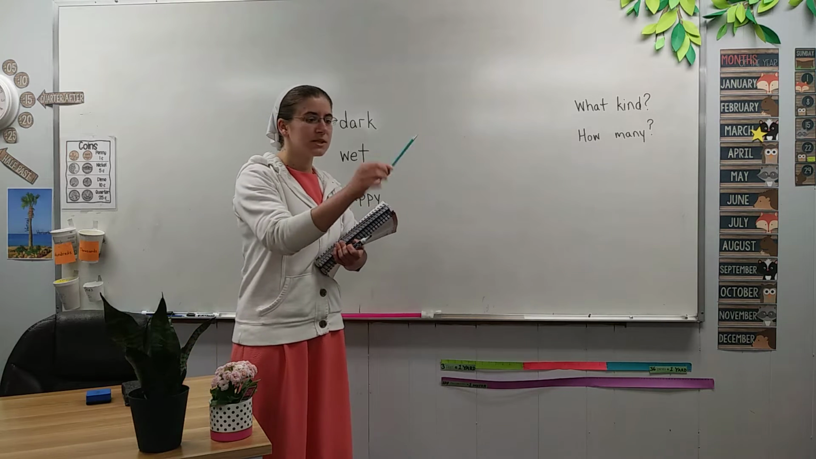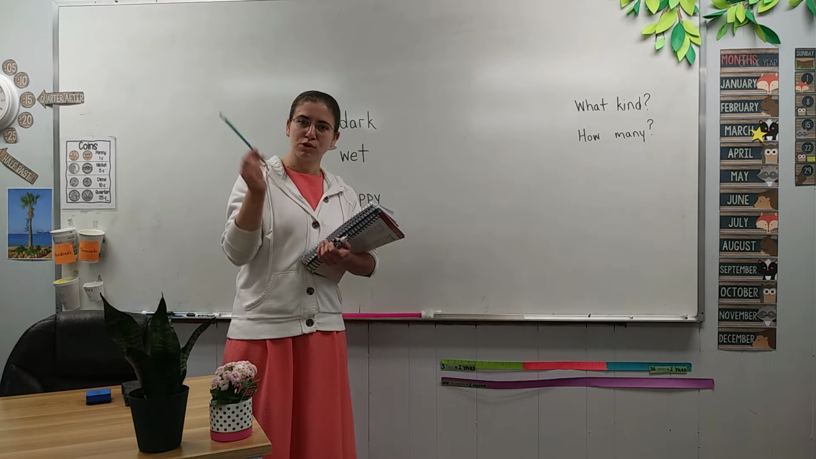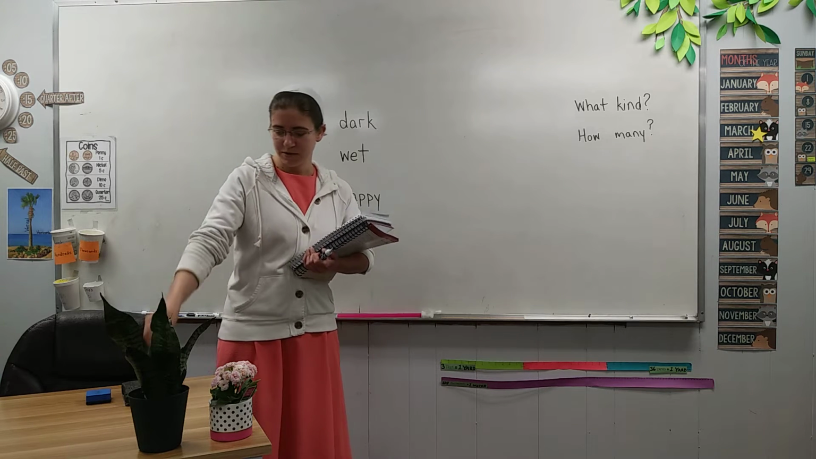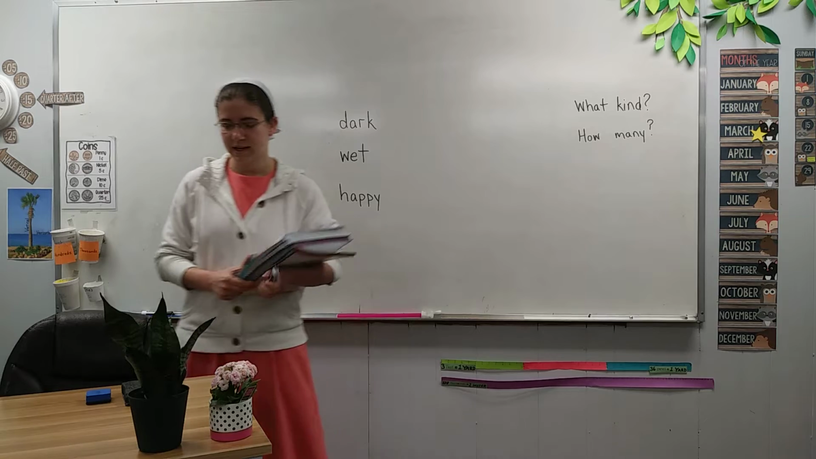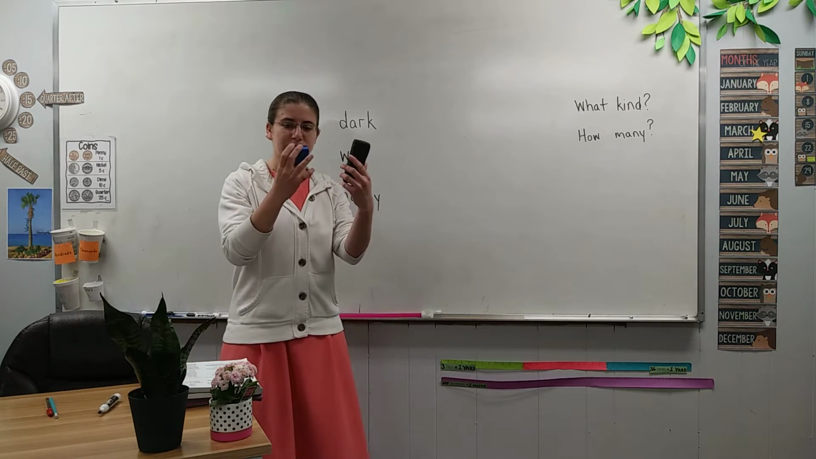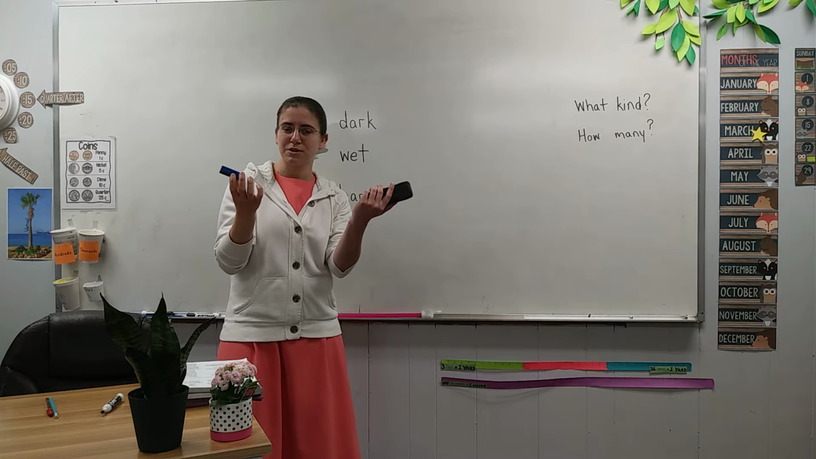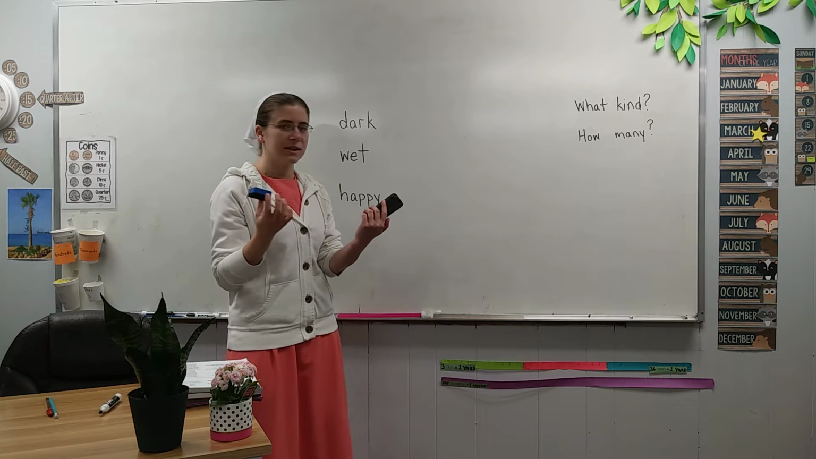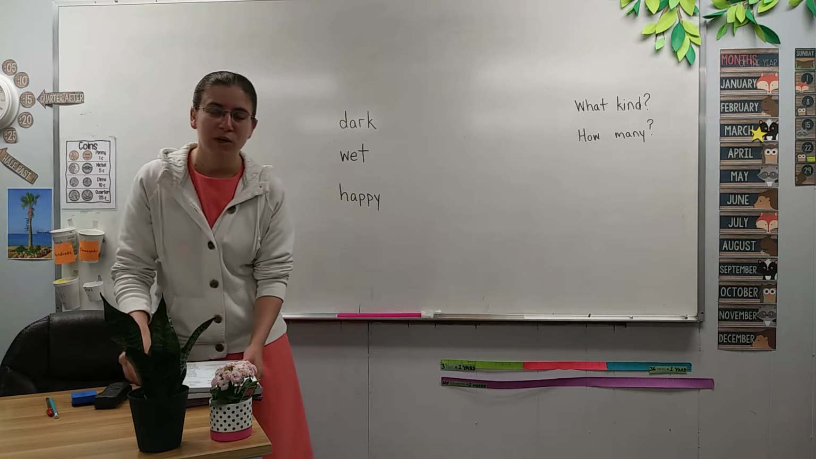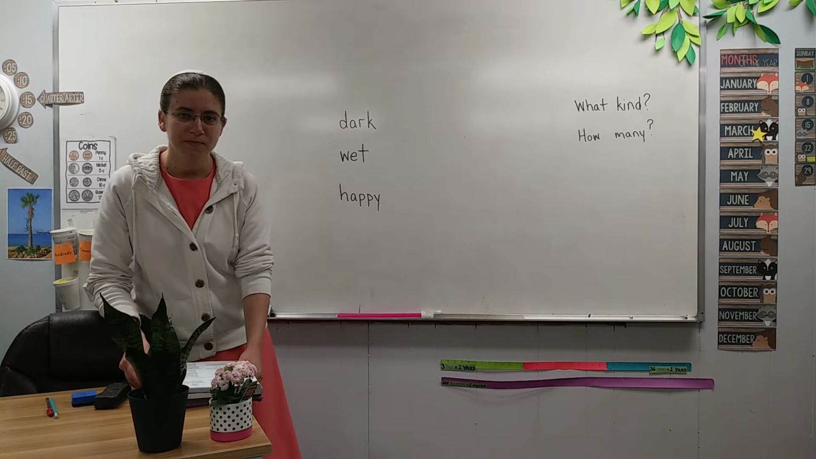How about pencil? What kind of pencil? Blue pencil. Blue is my adjective, pencil is my noun. Or I can say, how many erasers do I have? 2 erasers. 2 tells how many, and it's an adjective. Alright, so adjectives tell how many or what kind.